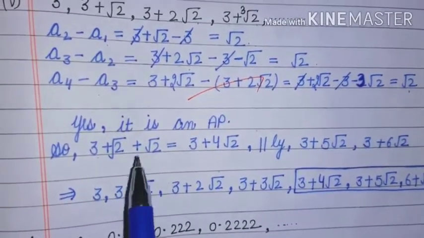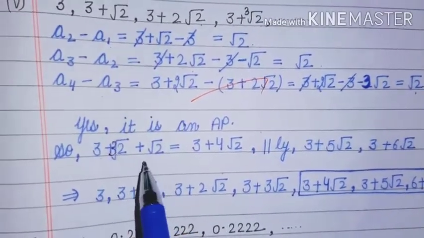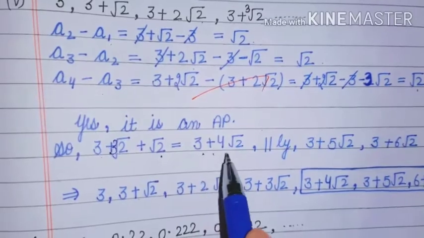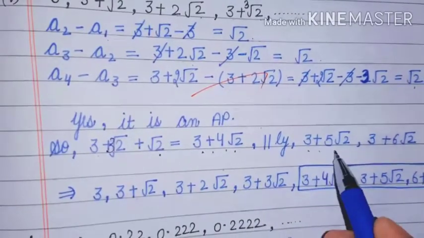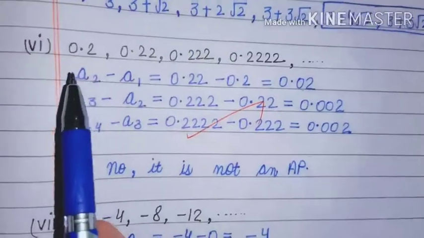So you will add the last term with root 2. So the 4th term is 3 plus 3 root 2 and plus root 2. It becomes 3 plus 4 root 2. Next 3 plus 5 root 2. Then next is 3 plus 6 root 2, beta.